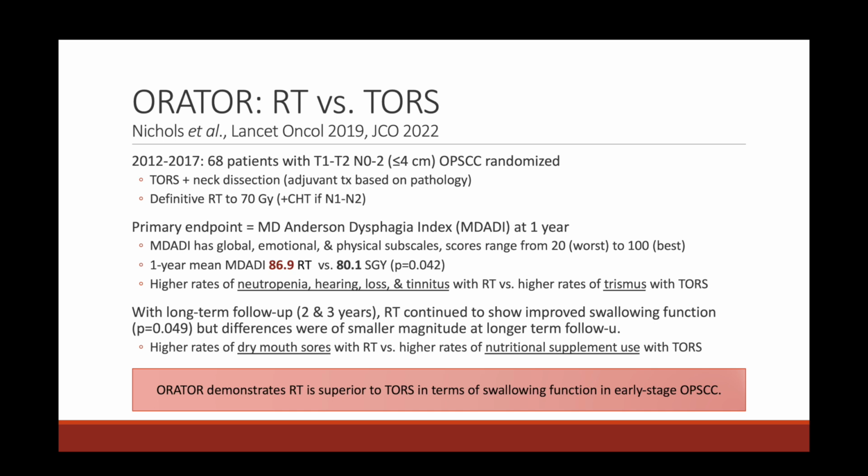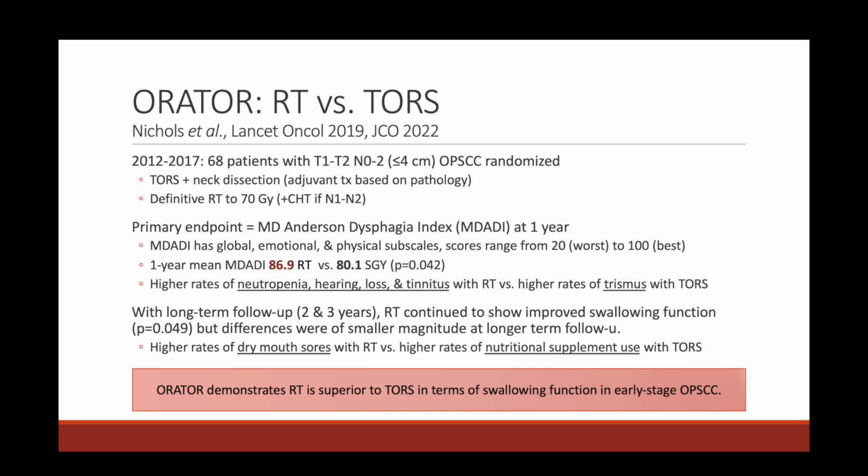And when patients are making a decision between radiation and surgery, it's important for us to counsel them on what to expect, and with that informed background, they can make an informed decision. So ORATOR is a trial that randomized patients with early stage oropharyngeal squamous cell cancer to TORS plus neck dissection and then tailored adjuvant treatment based on their pathology, versus definitive radiation to a dose of 70 gray. It was a relatively small randomized study. It only had 68 patients on the study.